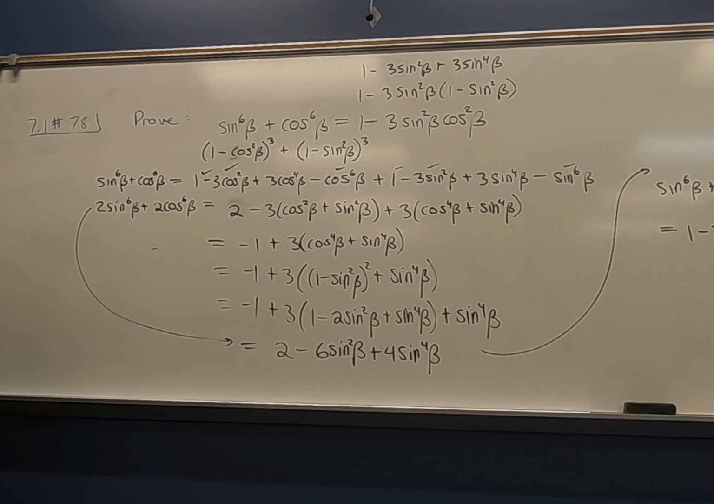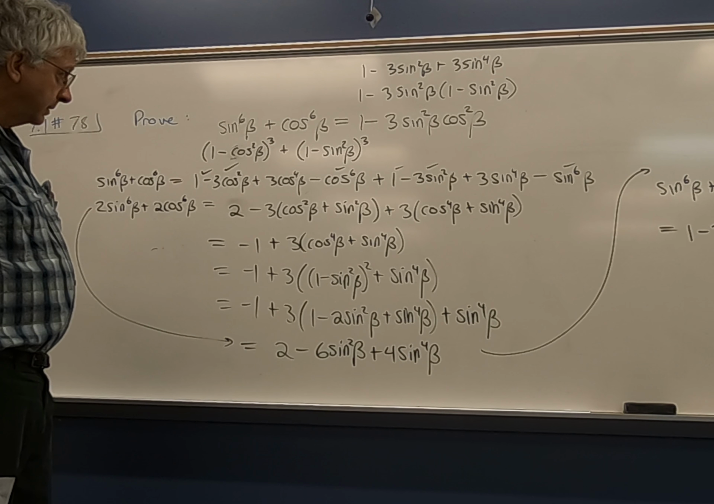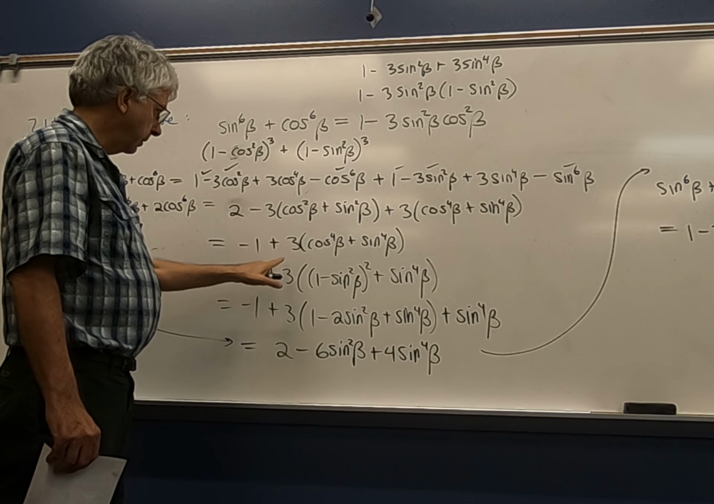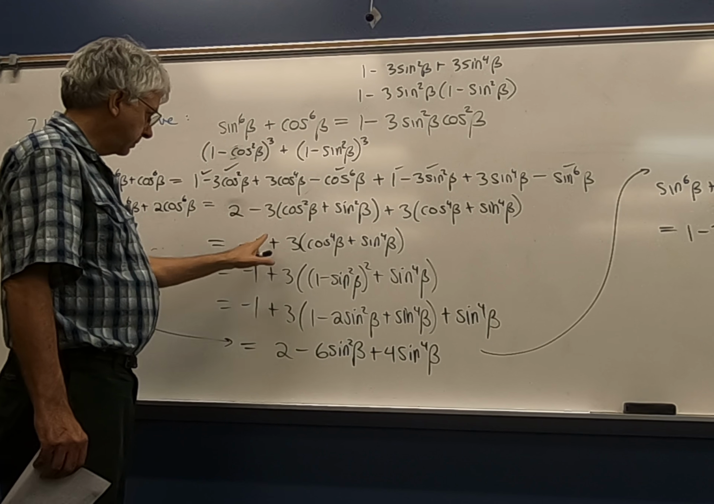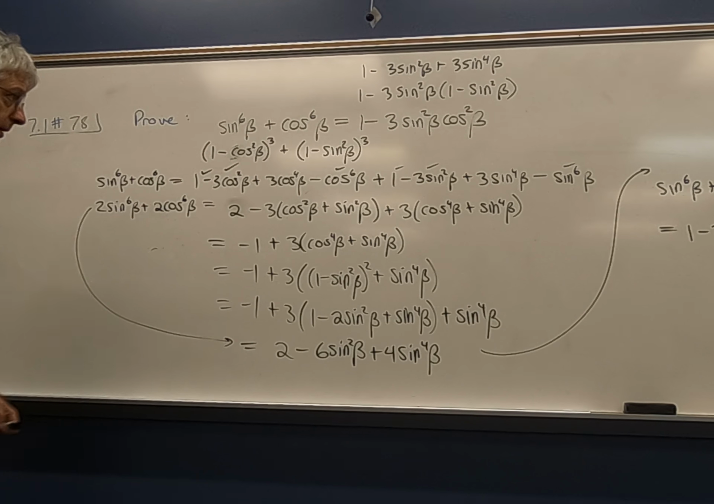And then it's a matter of having the confidence to regroup that other stuff, right? So this is just 3. So 2 minus 3 is -1. And then 3 times black, okay.